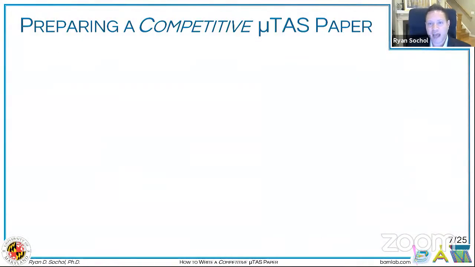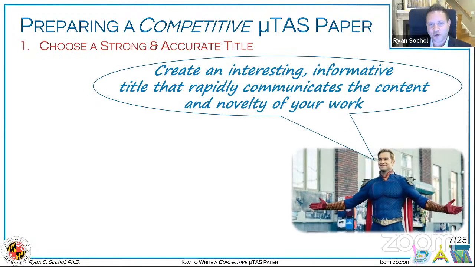So let's move on to how to actually write a competitive µTAS paper. There are 10 parts to this. The first 7 are the ones we're going to focus on. The last are just a little bit more easy. The first thing that you have to do is try to figure out the best title that you can come up with for something like this.